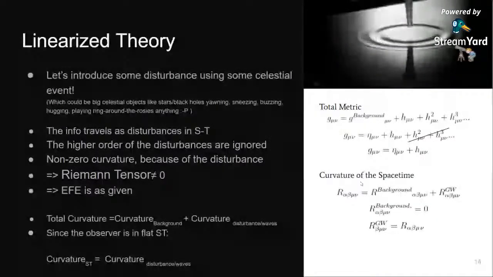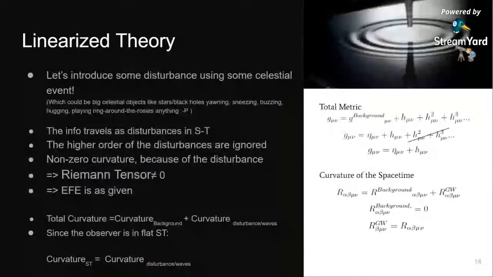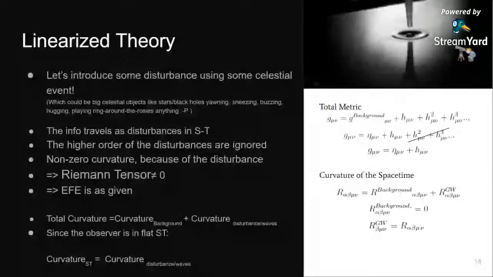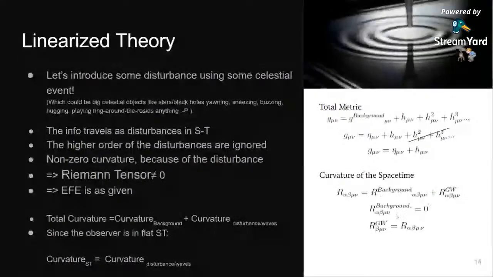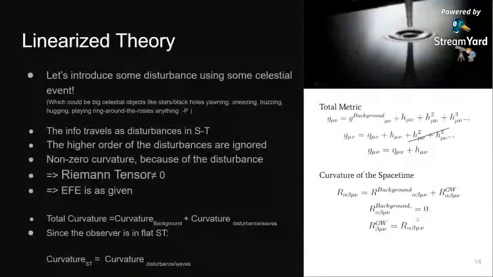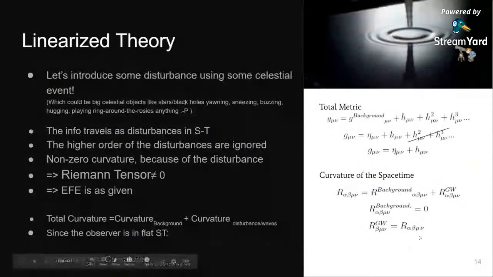So curvature of the space-time is also similarly explained. I mean, the curvature of the local space-time will be the curvature of the background, which is without the disturbance, plus the curvature because of the disturbance. Now, since there is no curvature to the background, because we are in a Minkowskian space-time or the flat space-time, hence there is no curvature. So all curvature that we have is because of the gravitational wave or the disturbances.